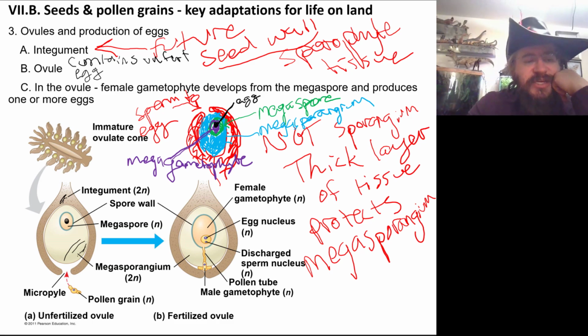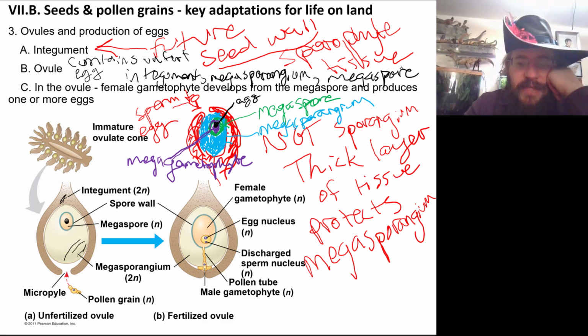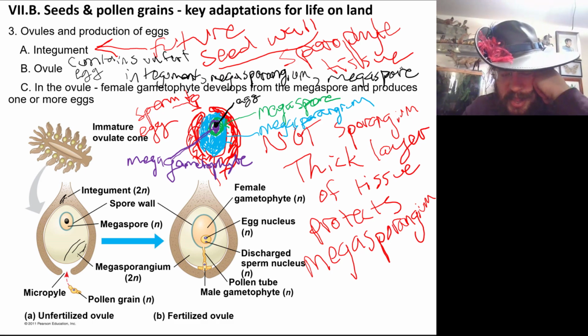And it basically shakes out to megasporangium, megaspore, and integument. So let's write it out. So integument, megasporangium, megaspore, and then megagametophyte and egg. So, whee!